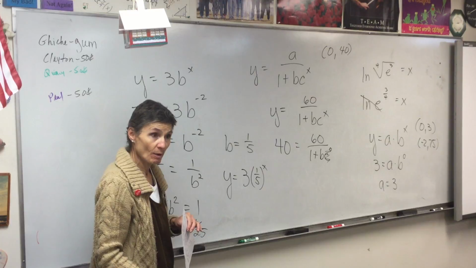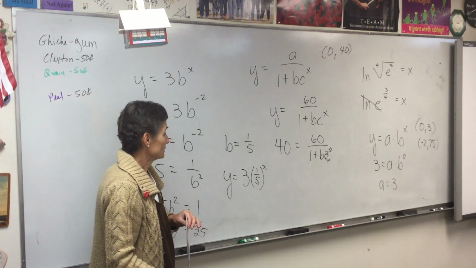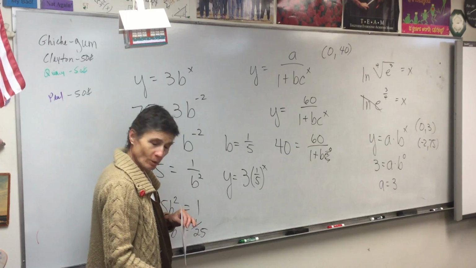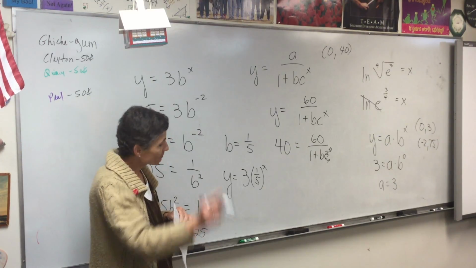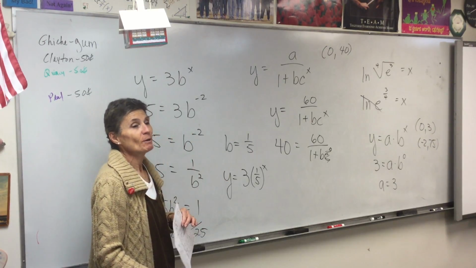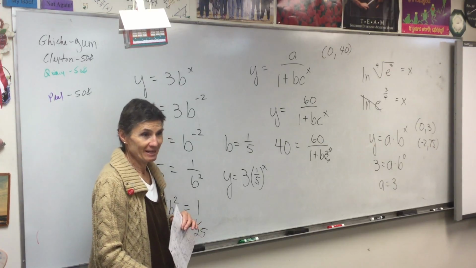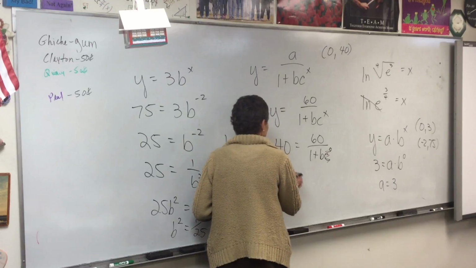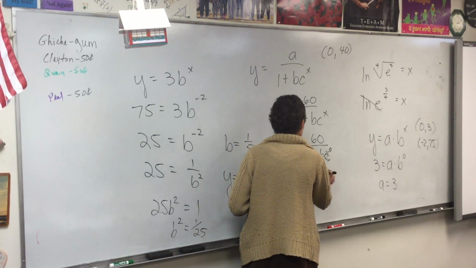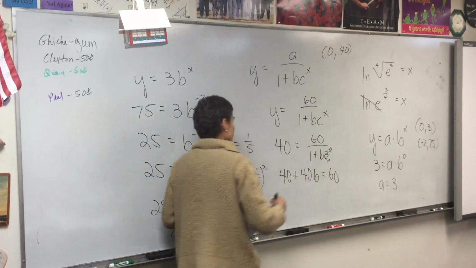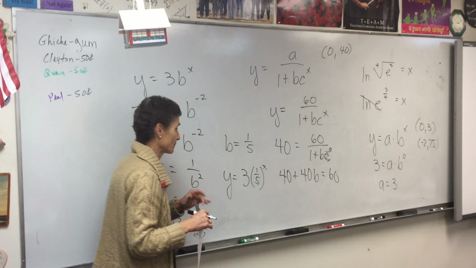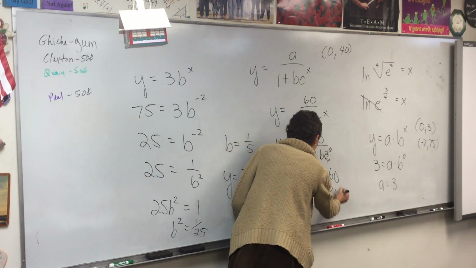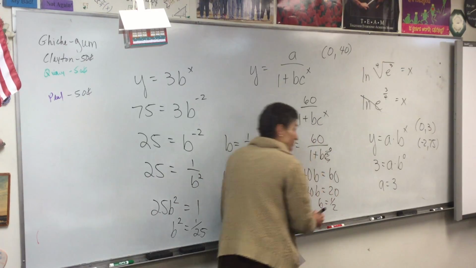Because what's c to the 0th? 1. Anything to the 0th power is always 1, no exception. No exceptions, you're right. Except, there is an exception. 0 to the 0th is undefined. Alright, so we have 40 plus 40b equals 60. I am cross multiplying and distributing. So 40b equals 20, and it looks like b equals 1/2.